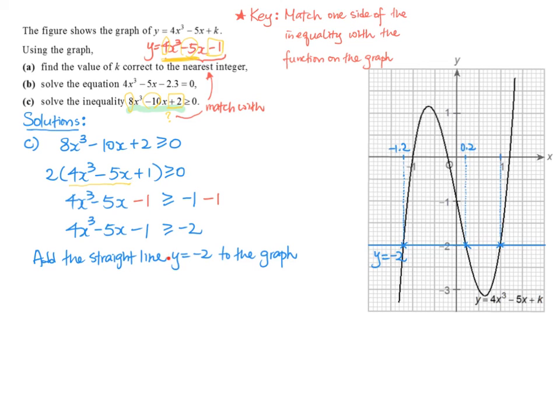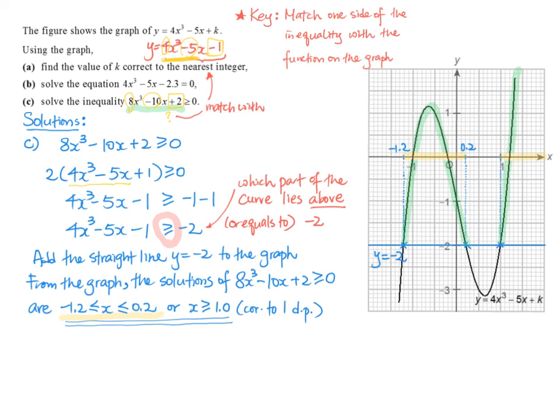So then when I add the straight line y equals this number right here, you see there are actually 3 intersections. Now because the inequality is greater than or equal to negative 2, you have to ask yourself which part of the curve lies above negative 2. Then this is referring to this part and also this part, and so on. And so the range of x would be somewhere between negative 1.2 and 0.2, and from 1 and all the way upward. So these two parts will be the answer, but don't forget the 'or'.